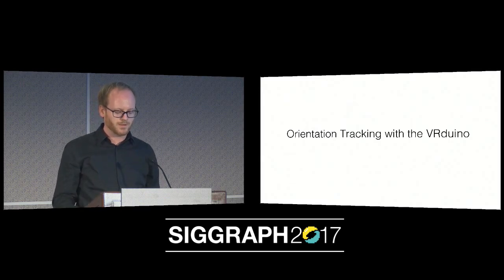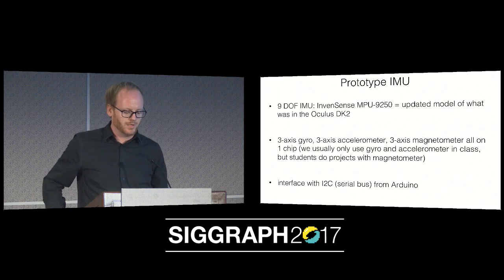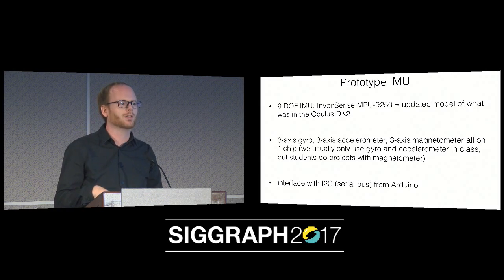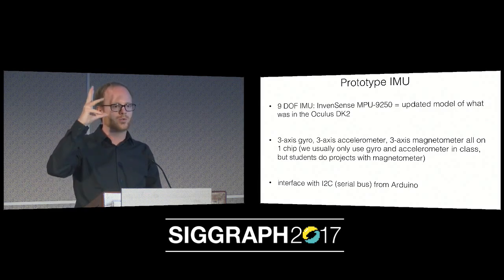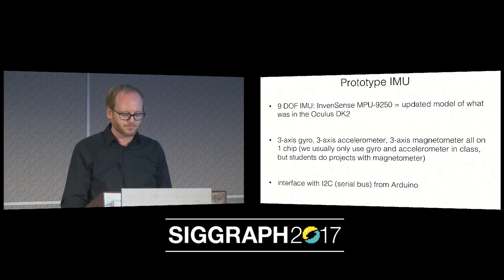So now we implement the orientation tracking with a vArduino, and I'll show you what IMU we're using in the vArduino. We have a 9 degree of freedom IMU, the InvenSense MPU-9250. That's an updated model of what was in the Oculus DK2. Well, it's mostly updated because it uses the magnetometer, which we don't end up using all that much. But the magnetometer is still interesting for metal-based interaction, if you want to add a button like the original Google Cardboard, things like that. So it can be useful.